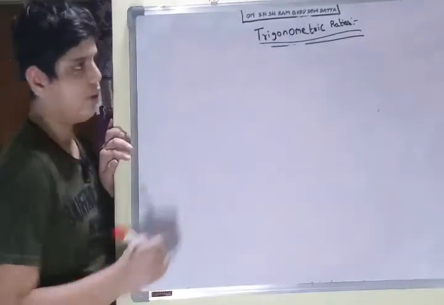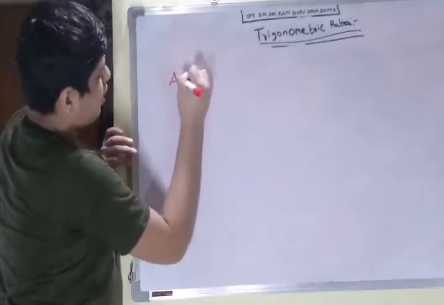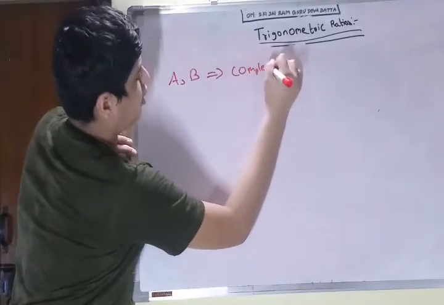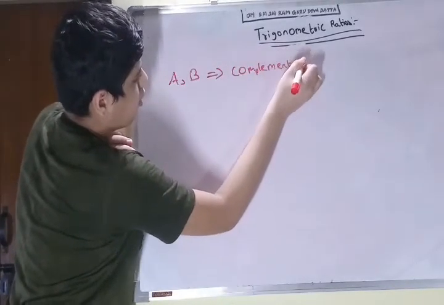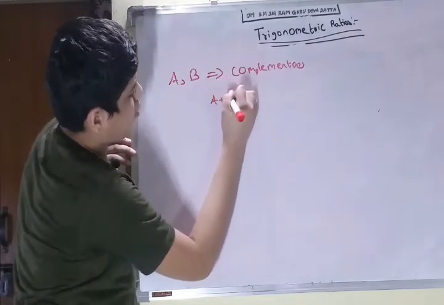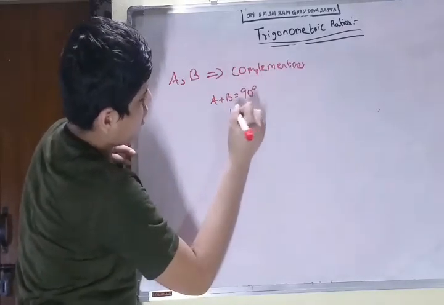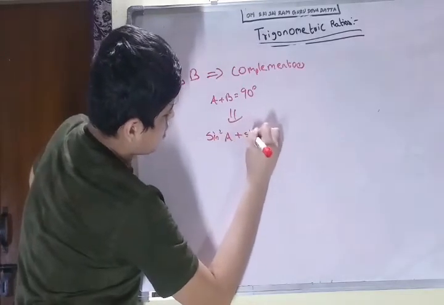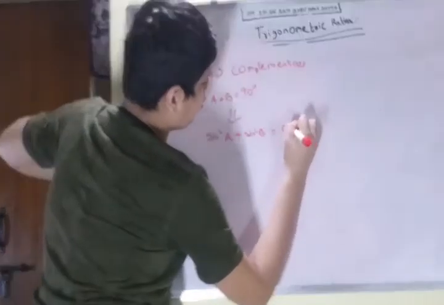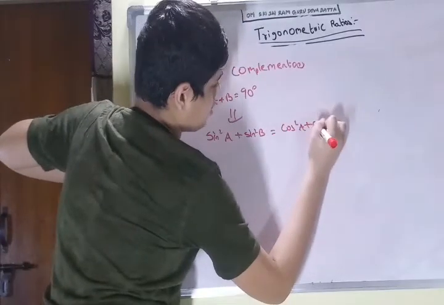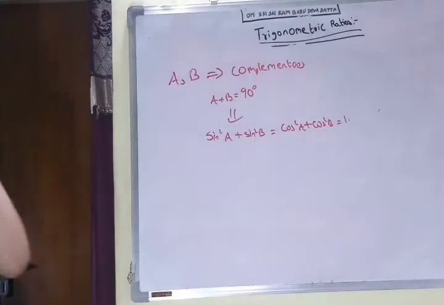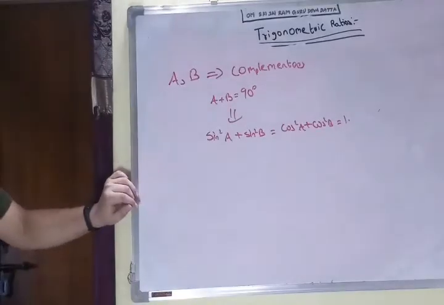Okay, so now the next identity is if A and B are complementary, that means A plus B equal to 90 degrees, then sin square A plus sin square B is equal to cos square A plus cos square B is equal to 1. Okay, you may copy this one too.